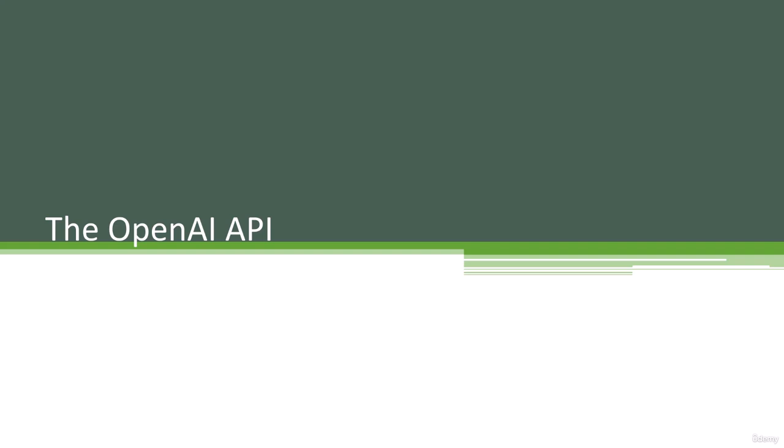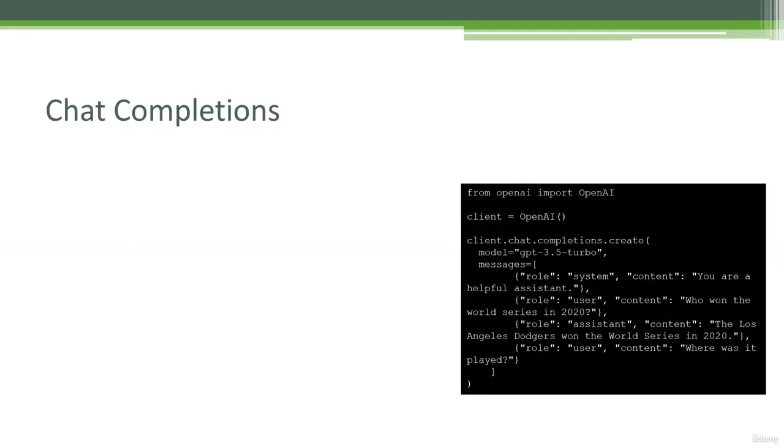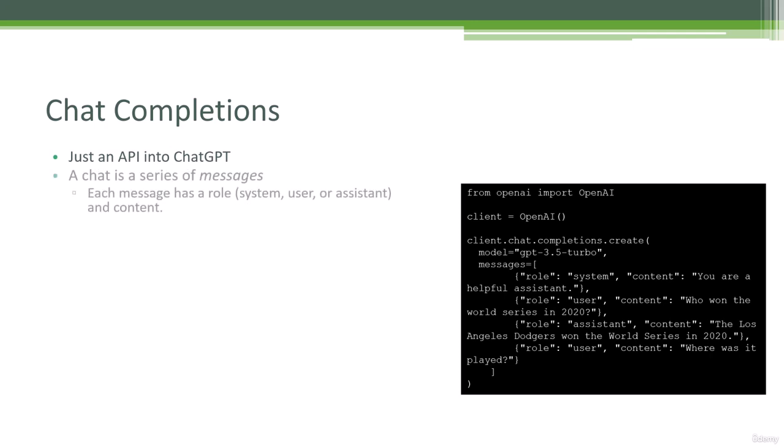So let's talk about the OpenAI API now and how you can actually embed some of this technology into your own applications and your own systems, which is all the rage these days. Let's start with the chat completions API, which is the one that they're really pushing you toward and the one that is probably most commonly used. It's really just an API into ChatGPT itself. So if you want to embed a chatbot into your application, this is how you do it.